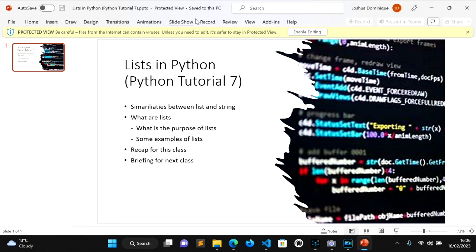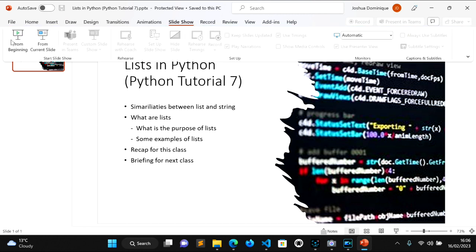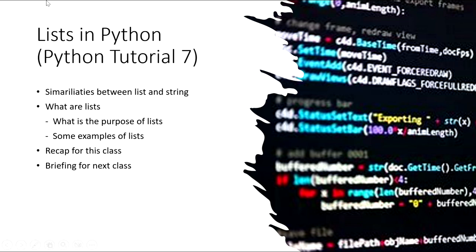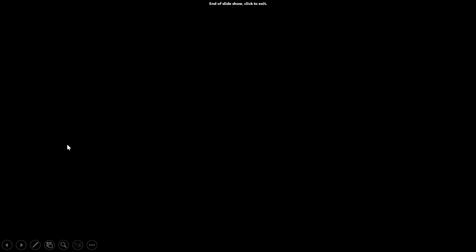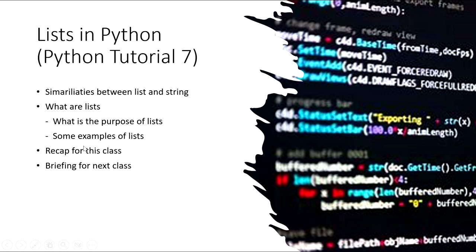Before I start with today's video, like normal, I'll show you the preview. So firstly, I would like to briefly state the similarities between lists and string functions, linking to what we learned in our last tutorial. Then I would like to explain more about what lists are, why they are used, and I would show you some examples of lists and how to use lists. And then I would recap for today's class, and then I will tell you a little bit about what we're doing in the next class.